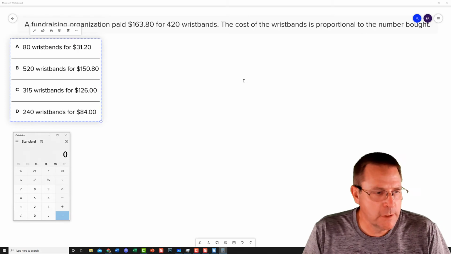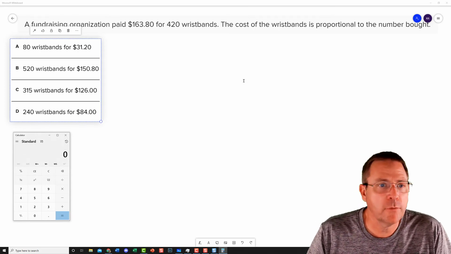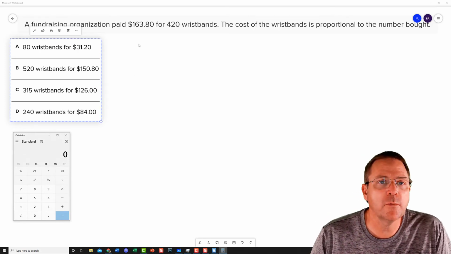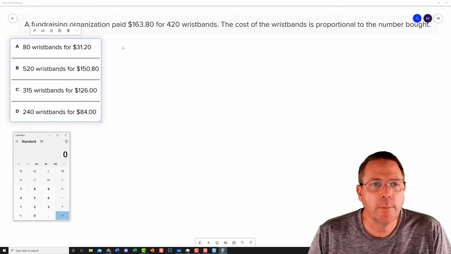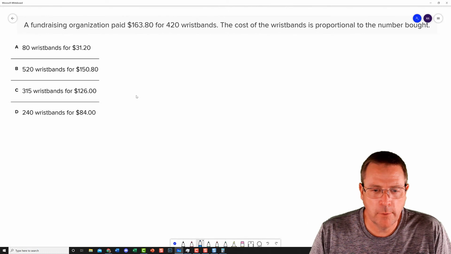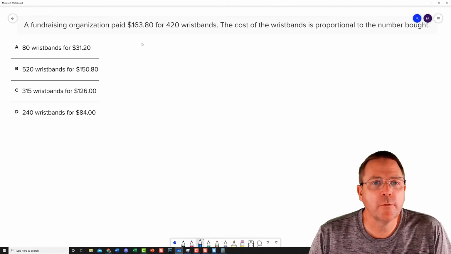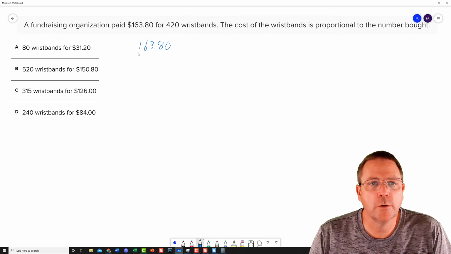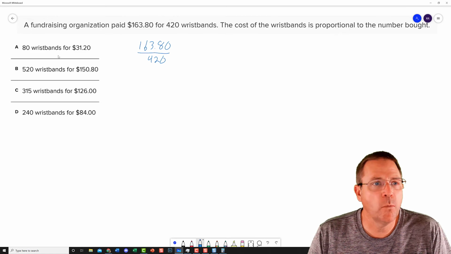Now this problem is going to involve some pretty unfriendly math. So I'm going to use a calculator on this one. I don't want us to eat up all of our time doing long division. So I'm going to start off by taking and grabbing a pen here and say the very first ratio was $163.80 for 420 wristbands. And we need to find out which one of these is equivalent to that one.